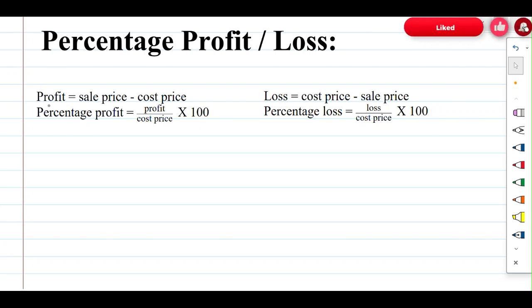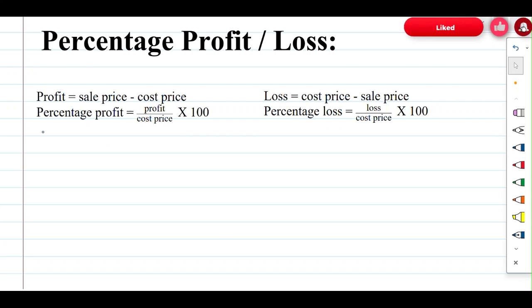So to get the profit from the sale price, you have to subtract the cost price. And to get the loss from the cost price, you have to subtract the sale price. And in order to solve the percentage profit, the profit value divided by the cost price value times 100. And for percentage loss, loss divided by the cost price times 100, you will get the percentage loss.